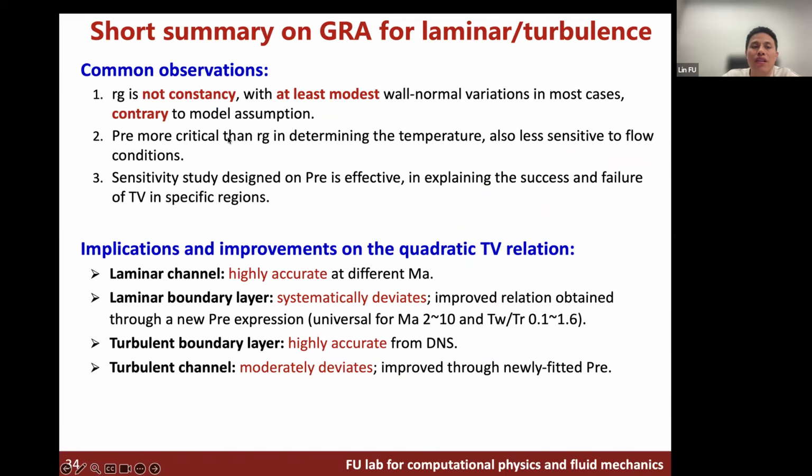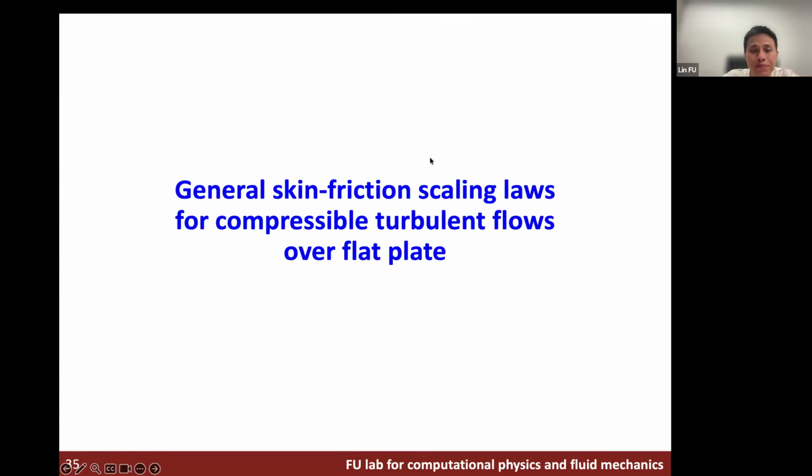We also get another conclusion, that RG equals constant. This assumption in the entire derivation is not important, at least from a posteriori analysis. But Pr equals 1 is critical, because this determines the quadratic relationship. Pr equals 1, this assumption is very important.